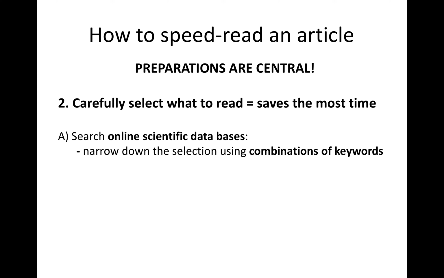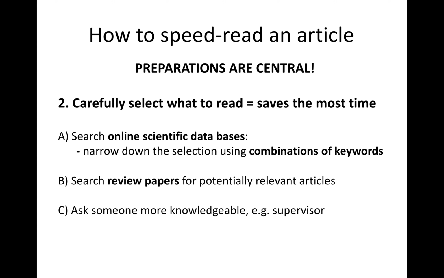And once you have identified papers that you want to read, you read them. Another approach that you can use is to search review papers on the particular field that you're interested in for potentially relevant articles that are cited in that review. And if you still can't find any information, you could, for example, ask someone more knowledgeable in the field for suggestions on what to read, for example, your supervisor.